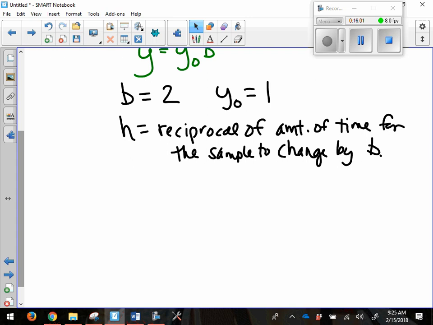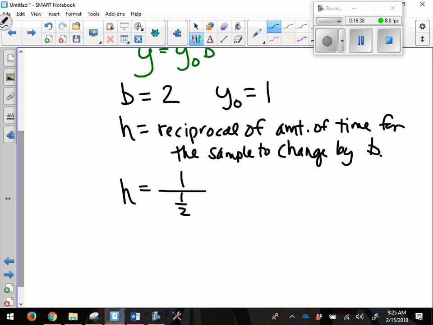b is how the sample or the colony changes every time interval, right? So in our case it doubles, that's a factor of 2. But h is 1 over the time it takes the sample to increase by 2. So how long does it take the sample to increase by 2? Half hour.